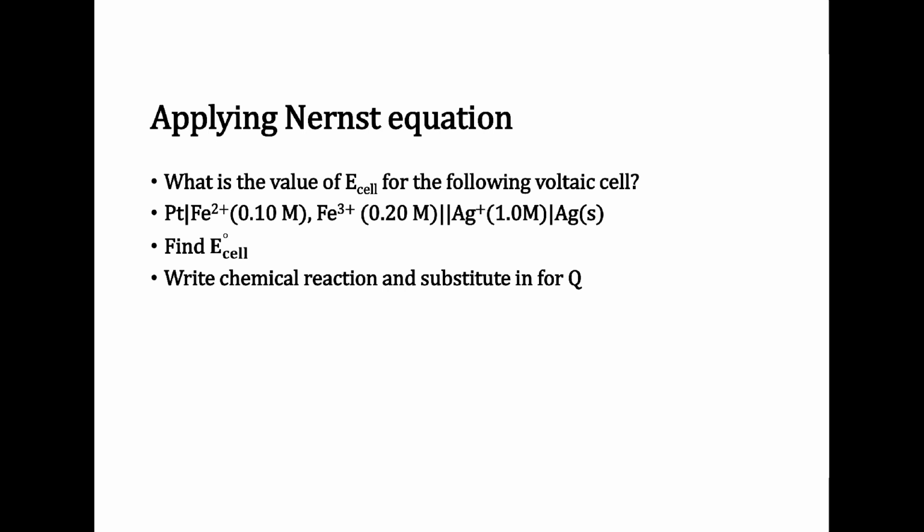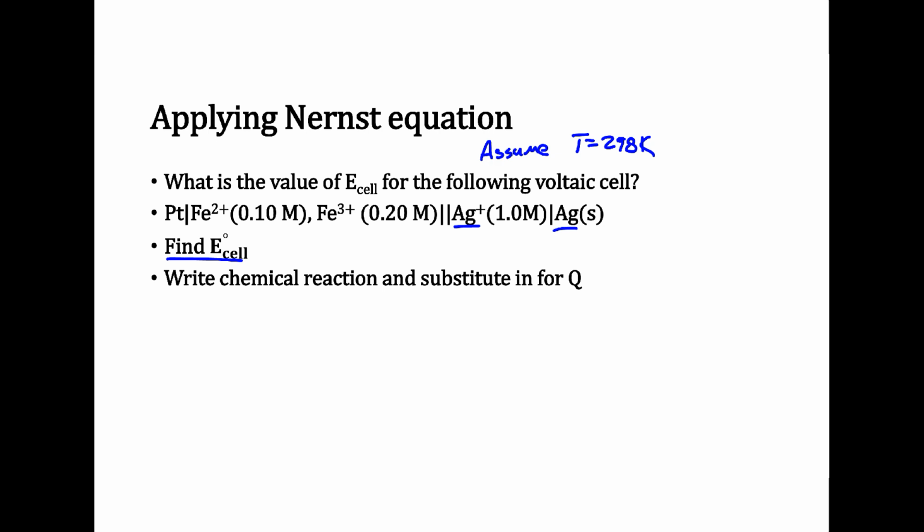In this case, what we want to do is find the value of E cell for the following voltaic cell. So we have Fe2+ at our anode, going into Fe3+, and then we have Ag+ going on to form Ag. So what we need to do is two things. The first thing is we need to find E standard cell. And then after that, we'll have to write a chemical reaction and substitute in for Q. And in this problem, since no information is given about the temperature, we can assume that T is equal to 298 K.